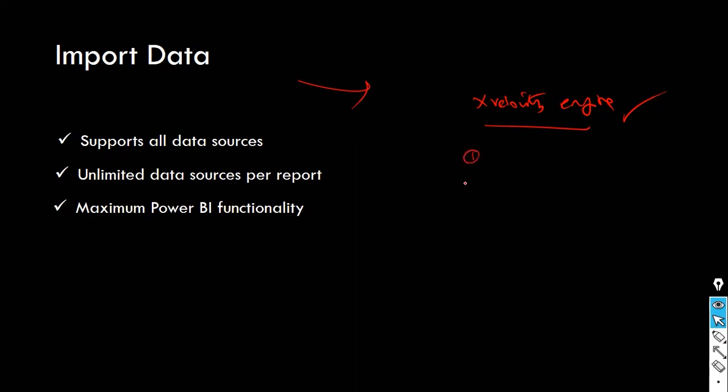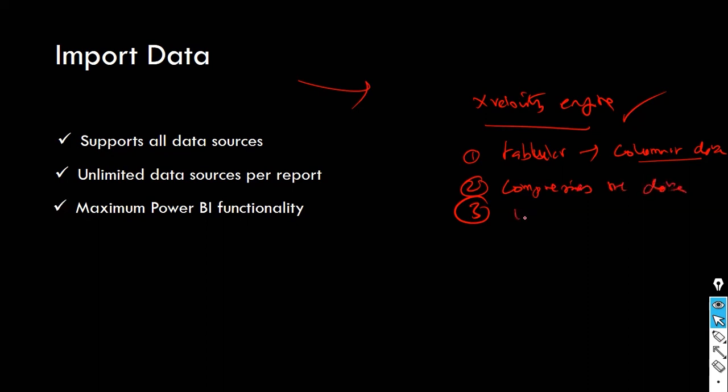What it does is it performs three tasks. It converts your Excel or CSV data, which is tabular data, into columnar data. And after it converts the tabular into columnar data, it compresses the data. It's kind of like zipping the file. And the third step is it loads the compressed data in memory. In memory. Good.